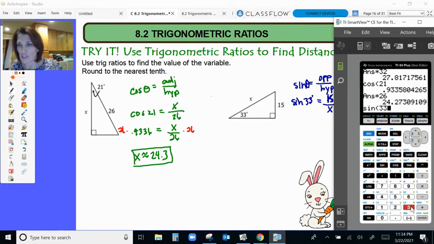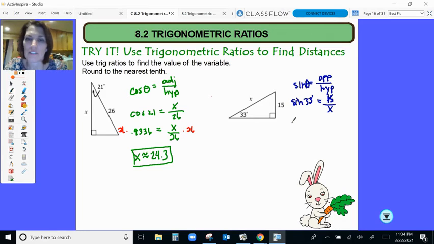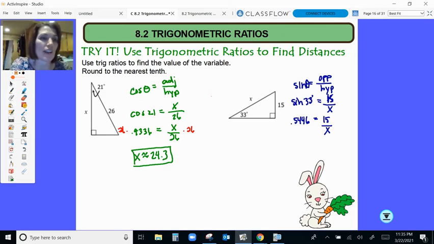Sine of 33 is 0.5446. So 0.5446 equals 15 over x. And now x is in the denominator. So how do I get my x in my numerator? There's a couple different ways we can do this. I can either flip both sides, or I can just go ahead and multiply by x. This is the fine way to do it. Not a big deal.